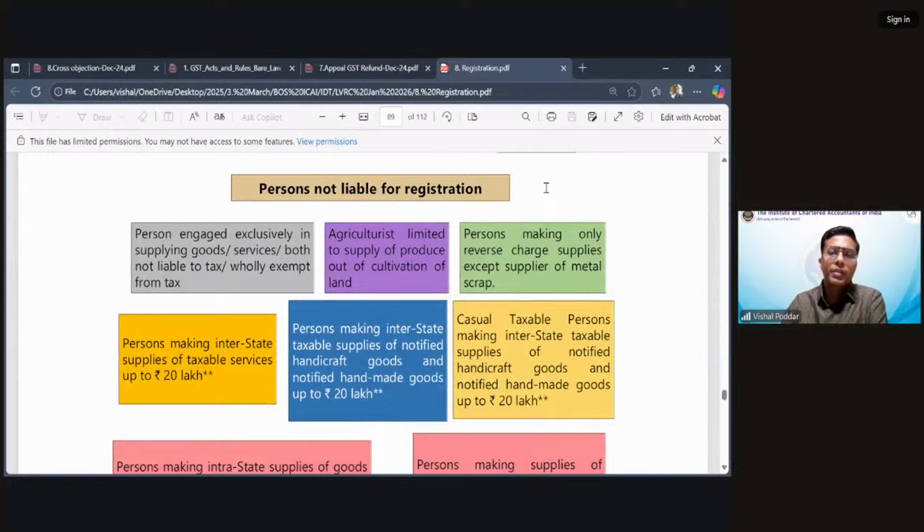Now, this is the list which is given in section 24. Section 23 gives some relaxations, whereunder you need not be compulsorily registered. So first, a person who is engaged solely in supplying goods or services which are either not liable to tax, like liquor or petroleum products, or which are wholly exempt from tax. So if you are engaged in any of these supplies and it is exclusive, meaning other than this you have no other supply which is covered under GST, then you are given a shield, a protection whereby you are not required to get registered.